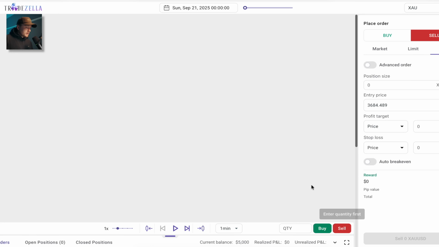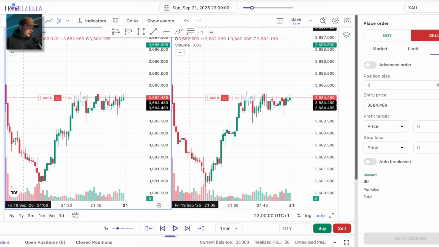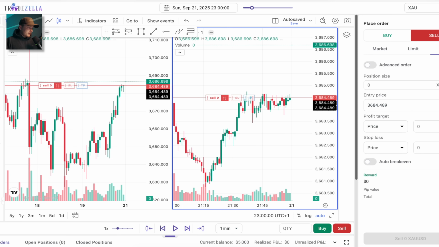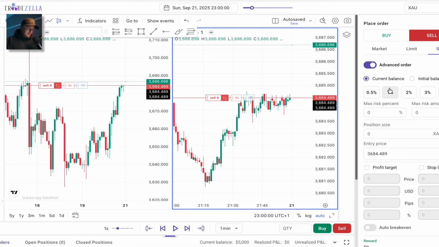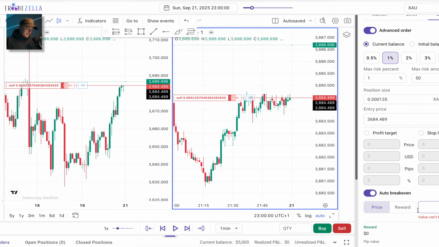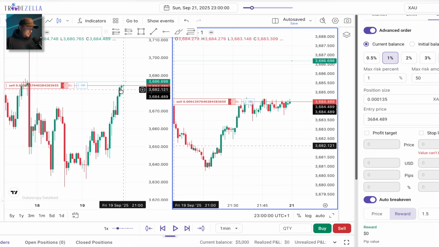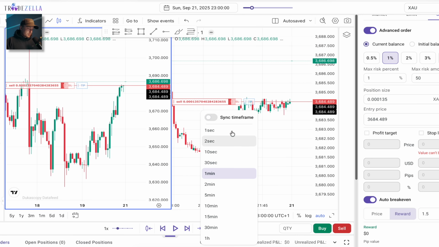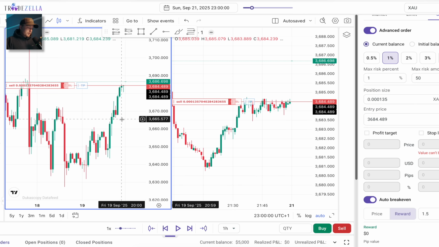Let's create session. So as always, we will put our chart into the split screen view, hourly on the left, 1 minute on the right. Now I'm going to delete volume straight away because that's not something that I use in my trading. I'm going to go in advanced order. We'll just do 1% per trade, and then we'll go auto break even at 1.5 R, because we do go break even if we get there. And then if we go to sync time frame here, we are able to skip through quicker because it'll skip through whatever candles we are on. So we're on the hourly chart here.